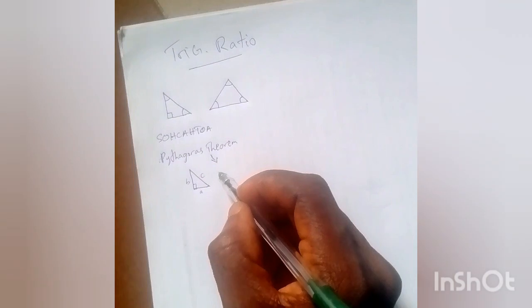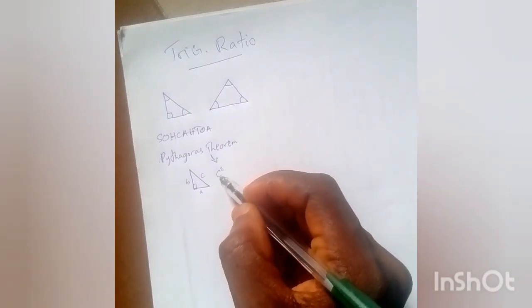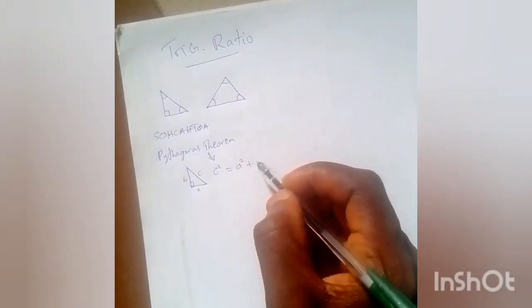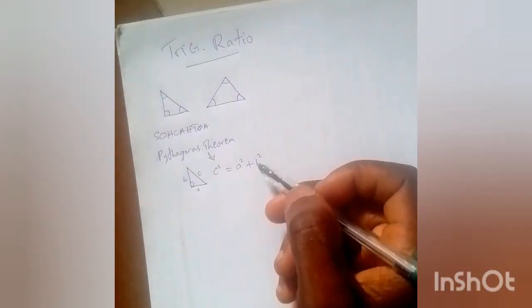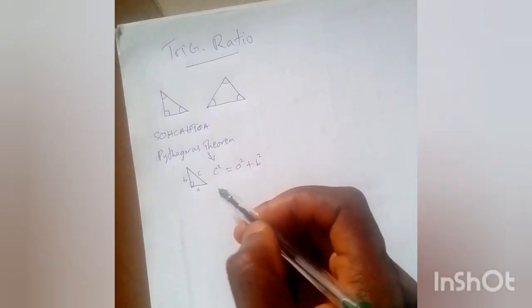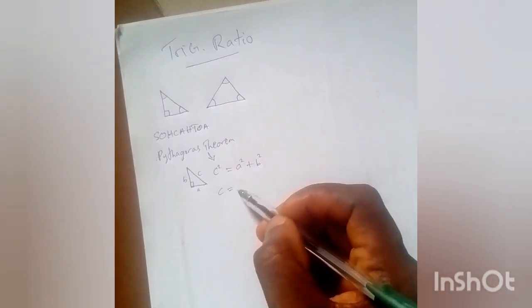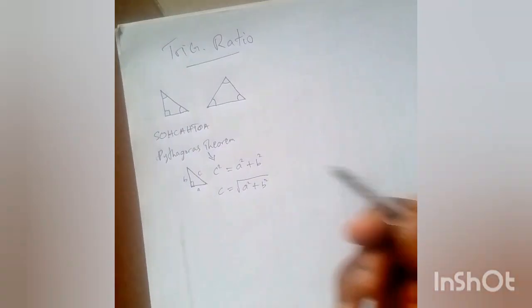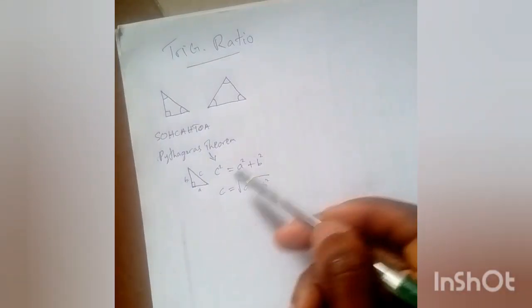Pythagoras theorem is simple. It's just the square of side C is equal to the sum of the square of side A and the square of side B. That is just the simple thing. So if you have to look for side C, you're going to have side C is equal to the square root of the total sum of the square of side A and the square of side B. That is it. Now this is just a simplified version.